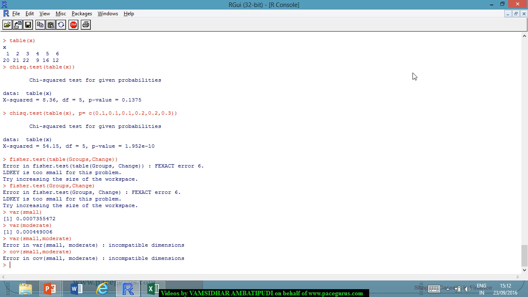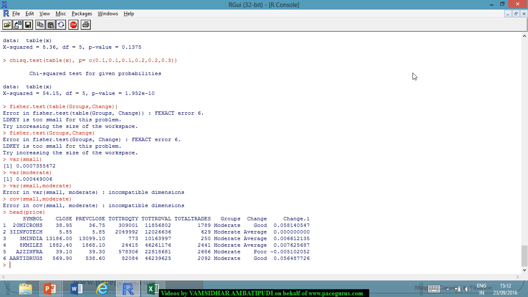Okay, the covariance that is existing between the groups. I require the groups to be of similar size. So let's do one thing. If I have to find the covariance and the correlation between the groups, I can't take this example of small and medium, small and moderate here. Let me go back to the data to see what correlation I can take.